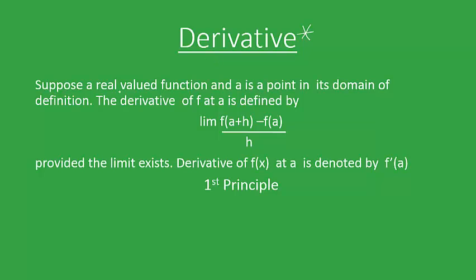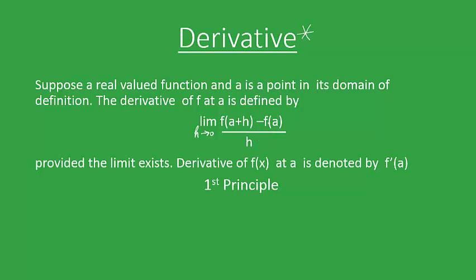So suppose we have a real valued function, as you might recall from your functions tutorial. A point a is a point in its domain of definition. Then the derivative of f at a is defined as limit h tends to 0 of f of a plus h minus f of a upon h.